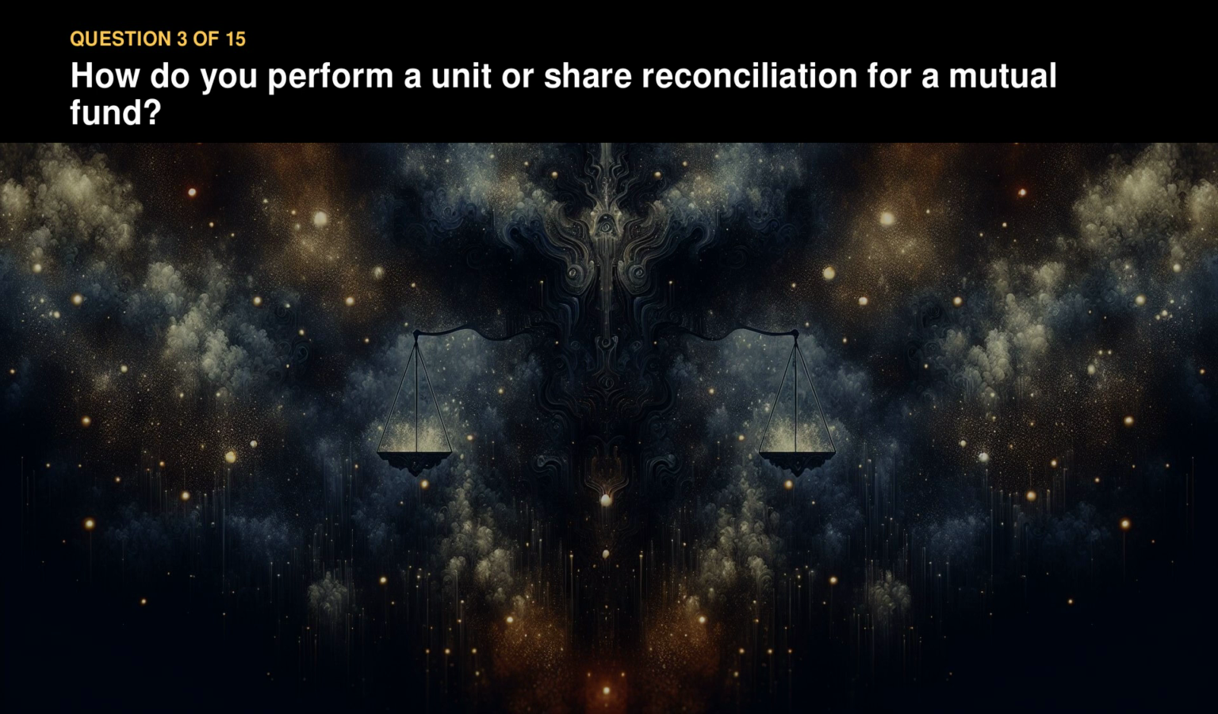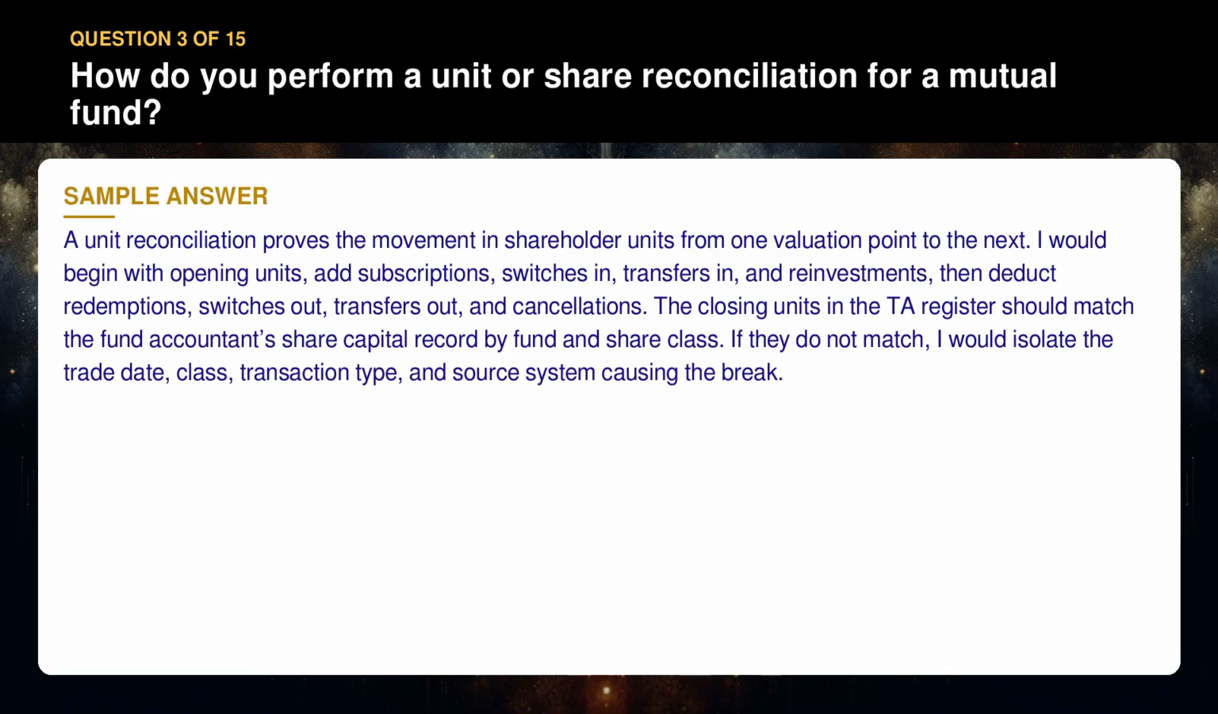Question 3. How do you perform a unit or share reconciliation for a mutual fund? A unit reconciliation proves the movement in shareholder units from one valuation point to the next. I would begin with opening units, add subscriptions, switches in, transfers in, and reinvestments, then deduct redemptions, switches out, transfers out, and cancellations. The closing units in the TA register should match the fund accountant's share capital record by fund and share class. If they do not match, I would isolate the trade date, class, transaction type, and source system causing the break.